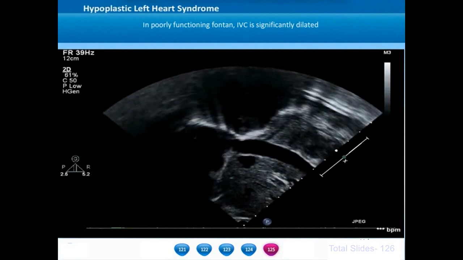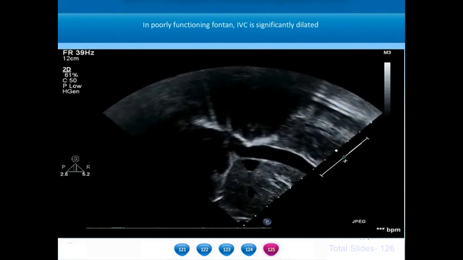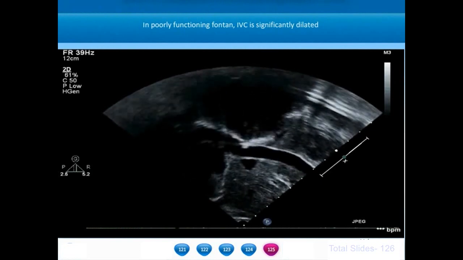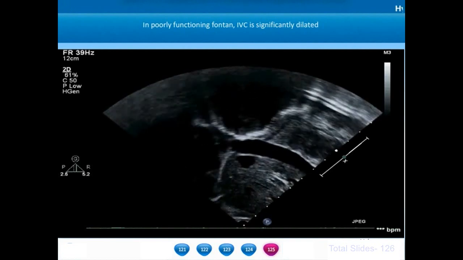However, in poorly functioning Fontan with reduced right ventricular systolic contractility and significant tricuspid regurgitation, the inferior vena cava will be markedly dilated.